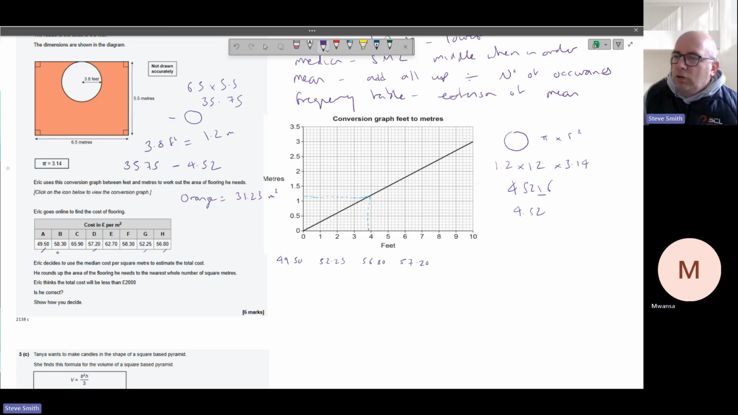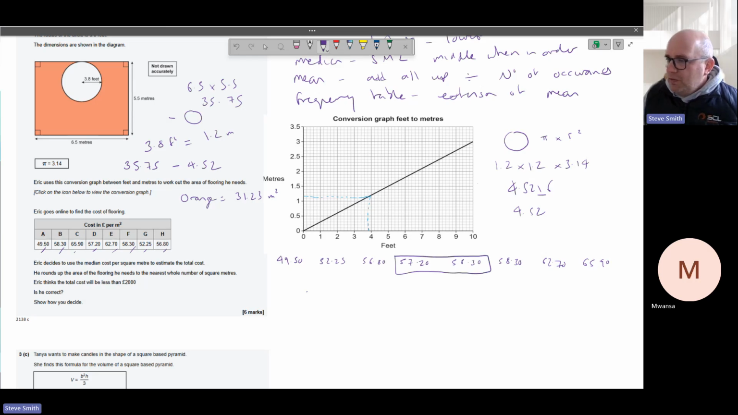And we've got 2 lots of 58, 58.30, and 58.30 again. Then we've got 62.70, and lastly we've got 65.90. Brilliant. Okay, so we've got 8 numbers, as you can see there. So when we're talking median, we need the middle value. And because there's an even number of numbers, we need the middle 2 numbers. So when there's 8 numbers, we need the 4th number and the 5th number.